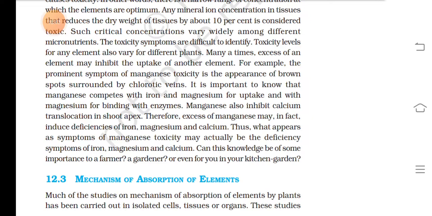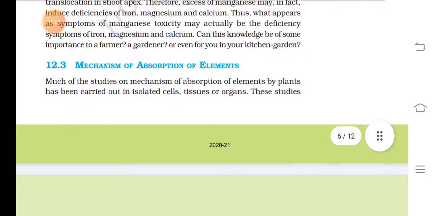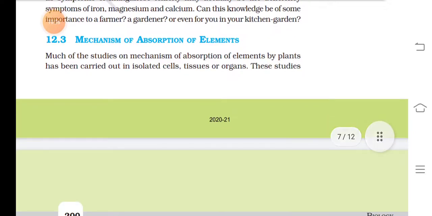Therefore, excess of manganese may in fact induce deficiency of iron, magnesium and calcium. Thus, what appear as symptoms of manganese toxicity may actually be the deficiency symptoms of iron, magnesium, and calcium. Can this knowledge be of some importance to a farmer, a gardener, or even for you in your kitchen garden?